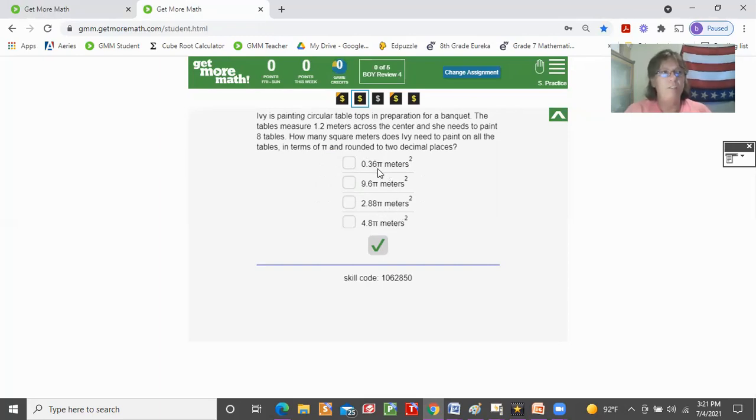The next one is dealing with the exact measurement, and trying to get them to understand that the exact measurement means we don't have to use an approximation for pi. And so the math is actually simpler. Hopefully they'll start to realize that when they see 0.36 pi meters squared, they're not having to calculate pi. It makes it a lot easier.